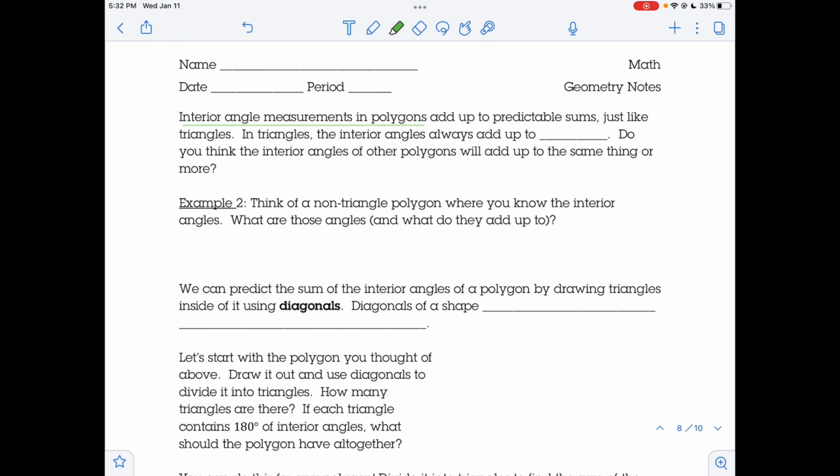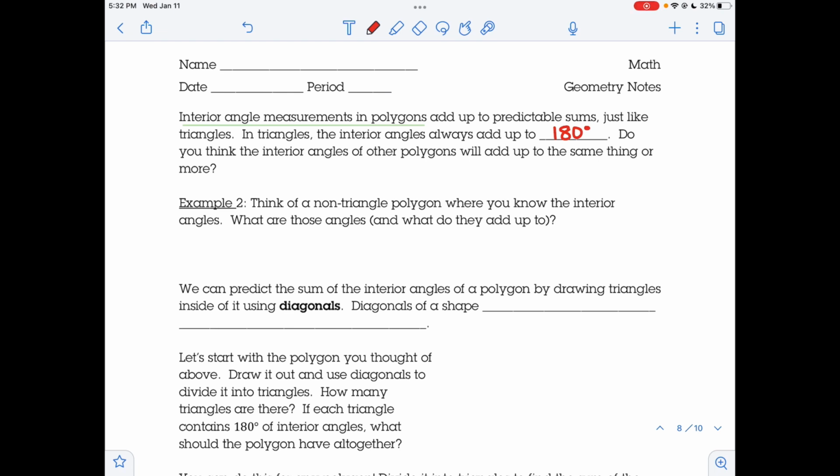So just like triangles had a predictable sum when you added up the 3 angles, they always add up to 180. The polygons are going to be predictable also. So we will remind ourselves, triangles, the interior angles always add up to 180 degrees. It's kind of an important math rule that we need to remember. So that's why I'm repeating it over and over and over.